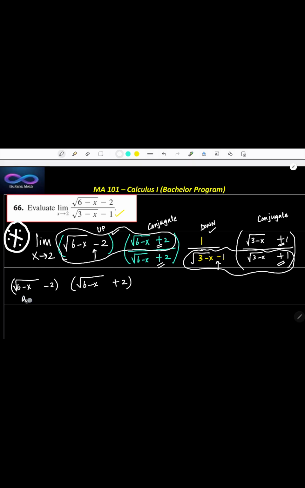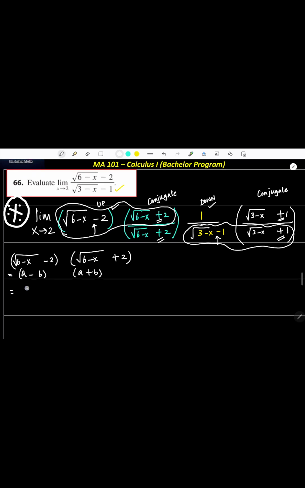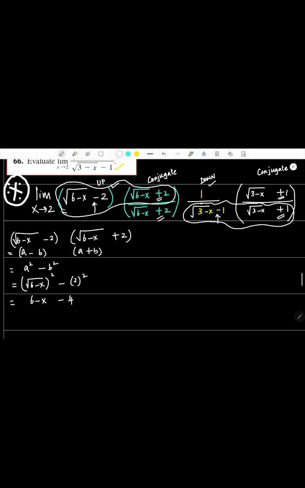Okay, this is of the formula what? A minus b times a plus b. A minus b times a plus b is what? A square minus b square. What is a? Square root of 6 minus x, the whole square, right? Minus 2 square. So this equals 6 minus x minus 4. 6 minus 4 is what? 2. So which is equal to 2 minus x.